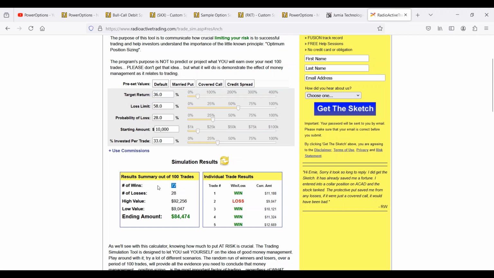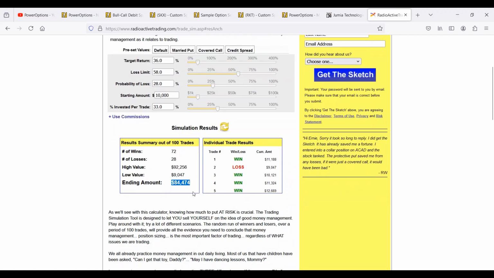You get it 72% of the time. You keep your losses controlled to 58. After 100 trades, you make 84,000. Still below the 102,849 that we had with that higher risk-reward ratio with the higher probability.